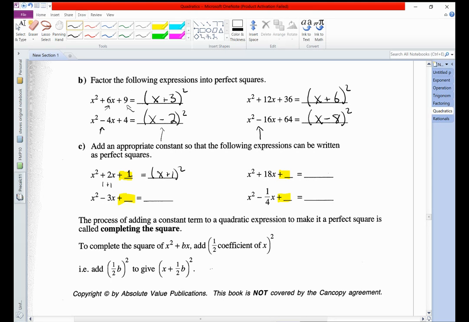Same thing with x squared plus 18x. So two numbers that add to get 18 are 9 plus 9. So 9 times 9 will go here, which is 81. And that becomes x plus 9 squared.